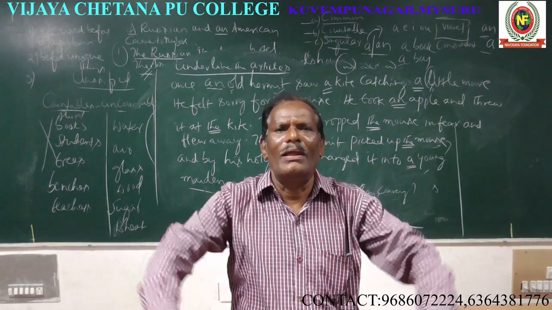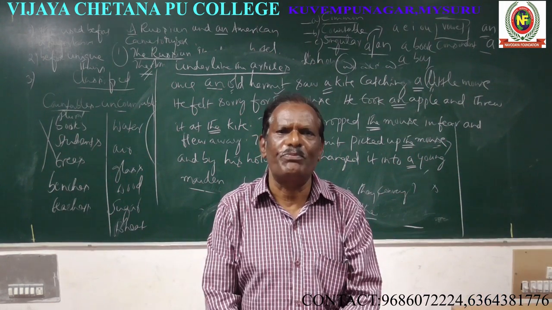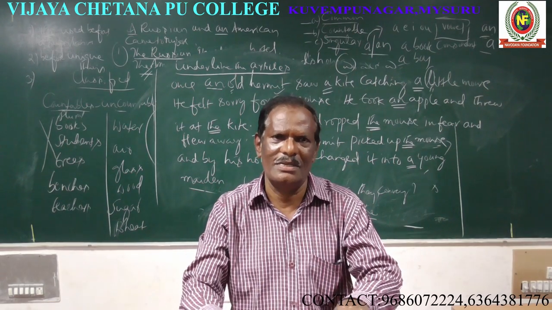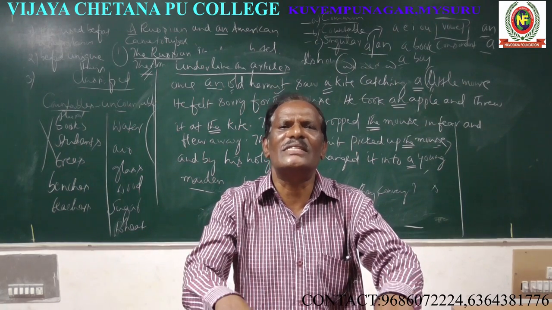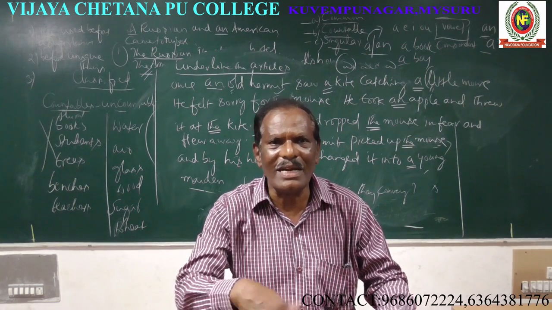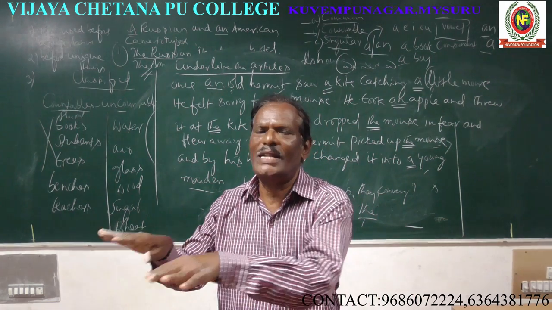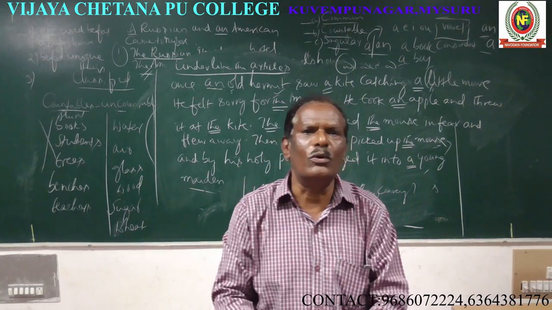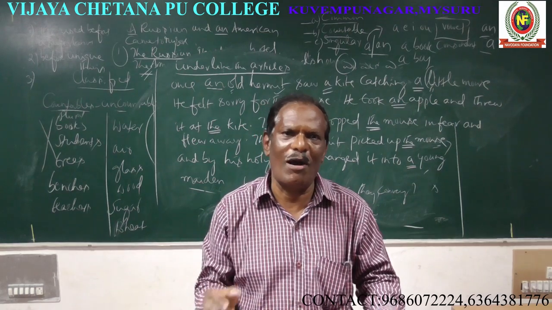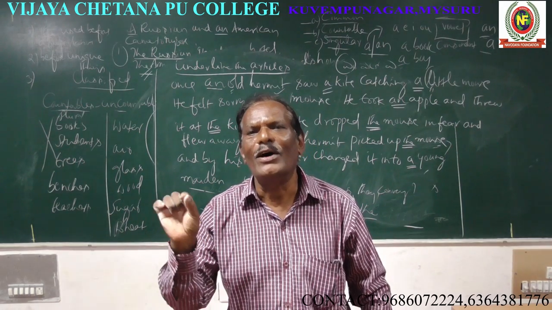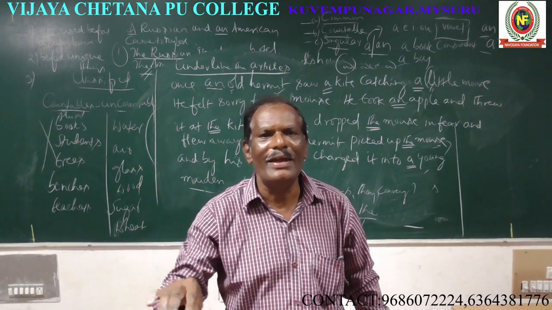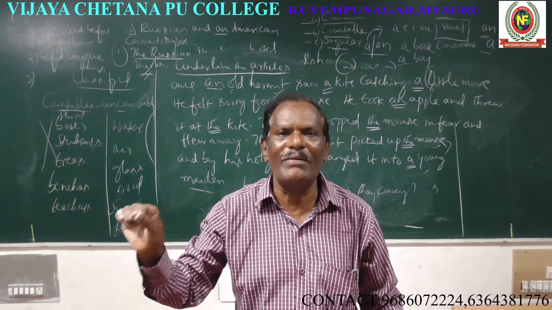Grammar is made by a set of people, a speech community. Kannada grammar means Kannada-speaking people have accepted certain patterns and conventions. That is called Kannada grammar. English-speaking people have certain conventions too: this is the correct sentence, this is what we have to do. These conventions are called grammar rules. That's all. Grammar is nothing but a set of rules or conventions followed and accepted by that language community.